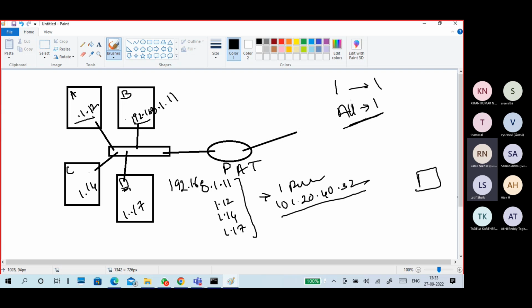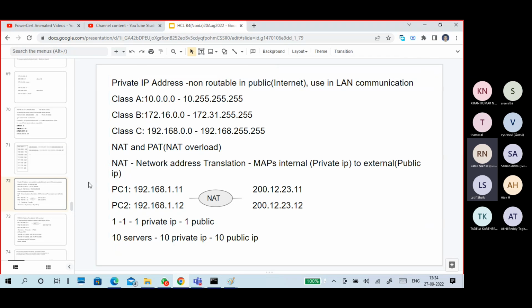It means I'm overloading multiple private IP addresses on a single public IP, which is called NAT overload. It is also a NAT technique, but we are overloading on a single public IP address. That's it, NAT overload, also called PAT. How is it done? It uses a port address technique.